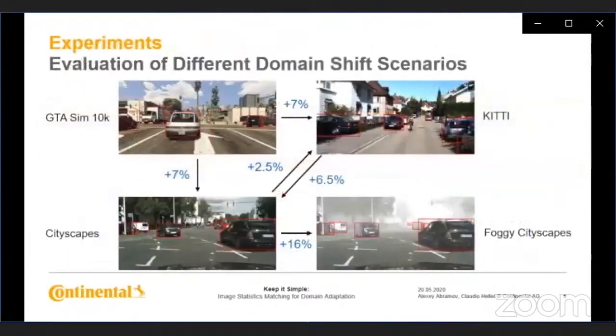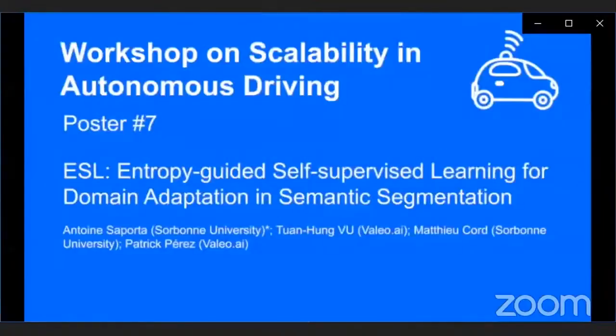The effectiveness of both methods is demonstrated in a variety of domain shifts between well-known public benchmarks. Applying feature distribution and histogram matching results in a significant performance boost compared to detection results without domain adaptation.